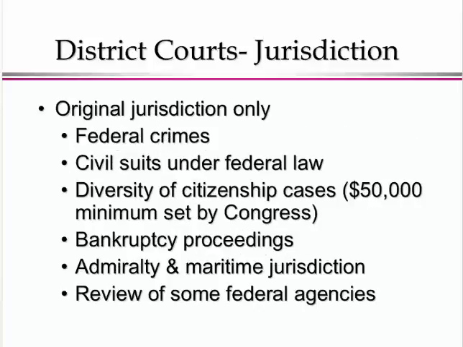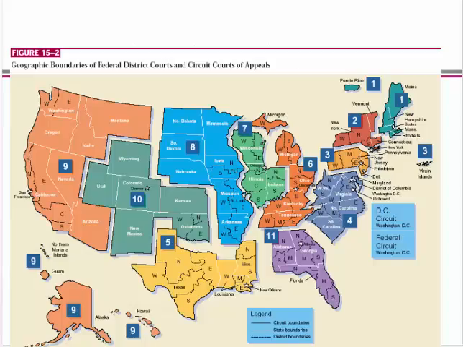District courts have original jurisdiction only for federal crimes, civil suits under federal law, cases involving citizens of different states where the amount in controversy is at least $50,000, bankruptcy proceedings, admiralty and maritime jurisdiction, and review of the actions and regulations of some federal agencies. Now here's a breakout of the geographic boundaries. It's in your book.